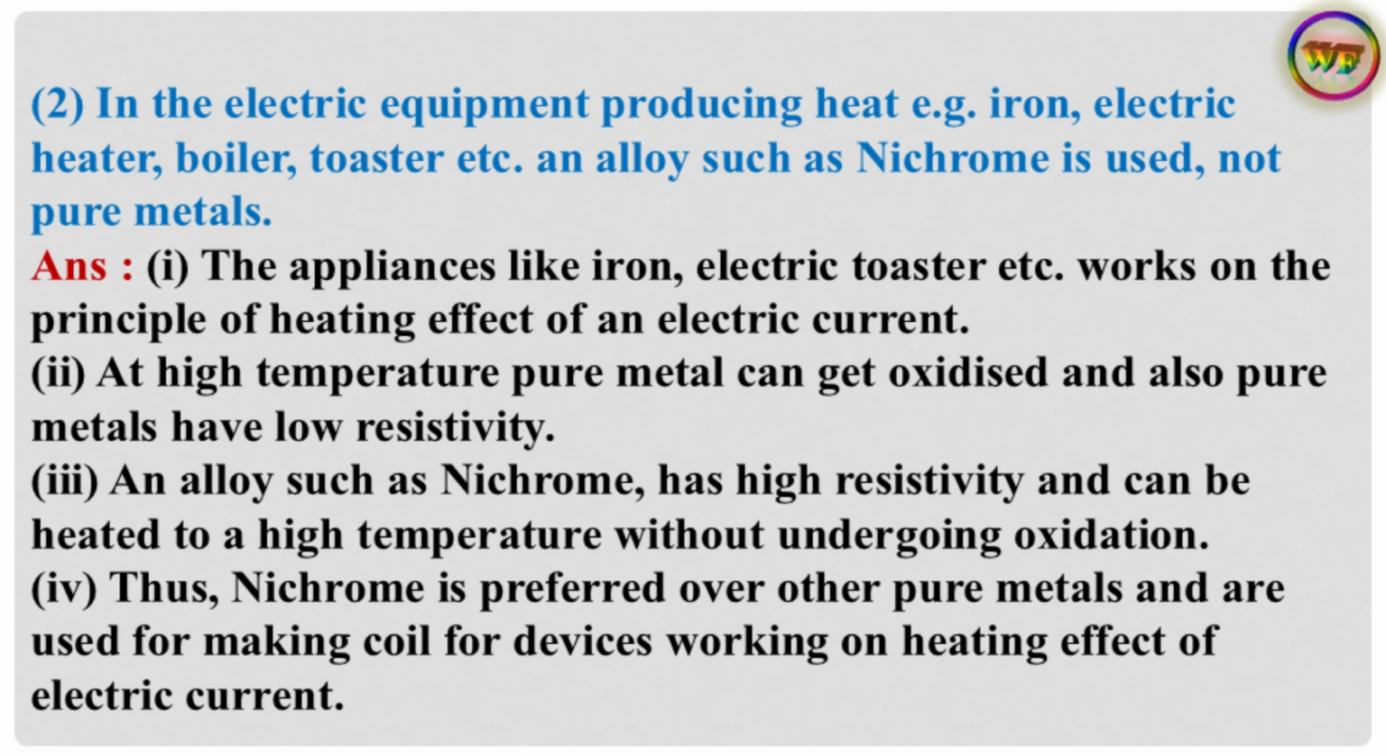Point 3. An alloy such as nichrome has high resistivity and can be heated to a high temperature without undergoing oxidation. Point 4. Thus, nichrome is preferred over other pure metals and is used for making coils for devices working on heating effect of electric current.